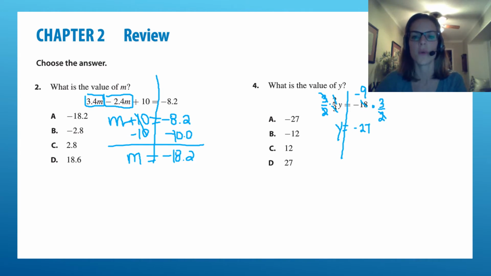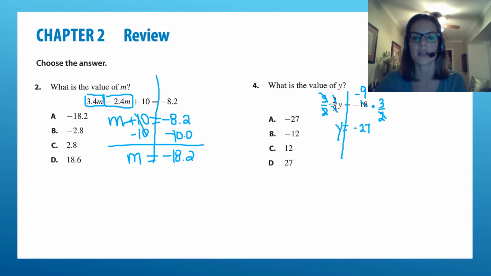So looking at number 4, what is the value of y? This is 2/3 y equals negative 18. I don't want you to look at that as a fraction as much as I want you to look at it as how can I get rid of everything so I get y all by itself. So how can I get rid of the 3? Well, it's on the bottom. I can multiply by 3 on the top to cancel it out.